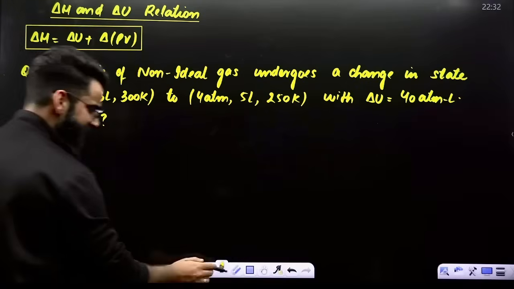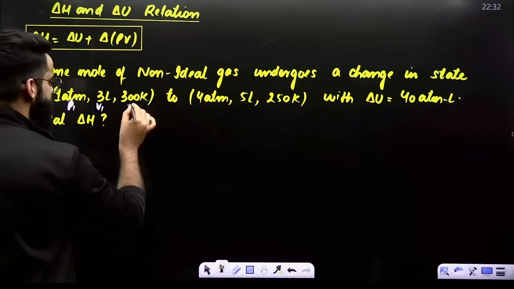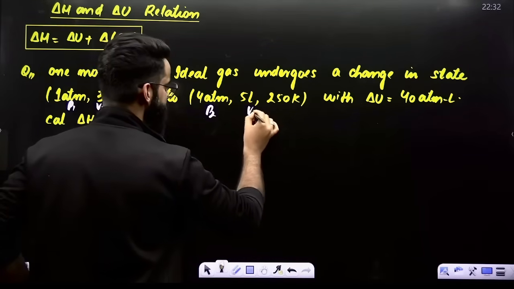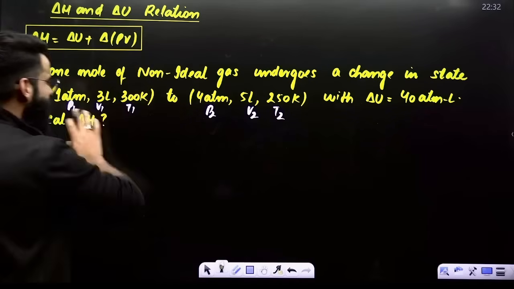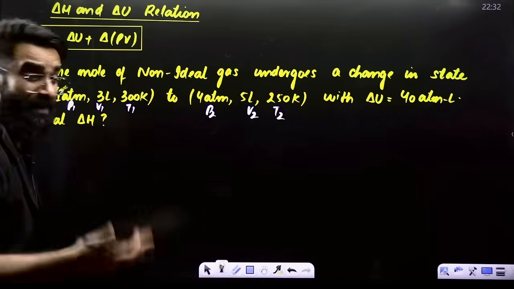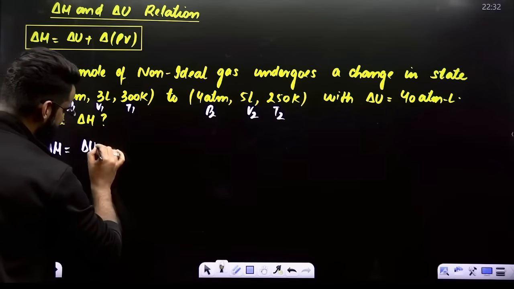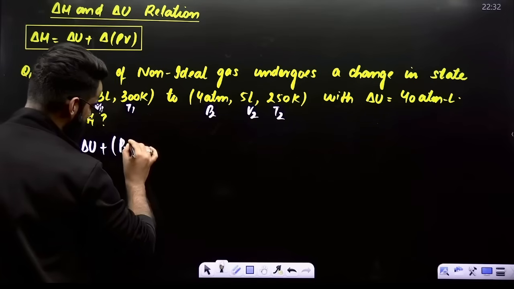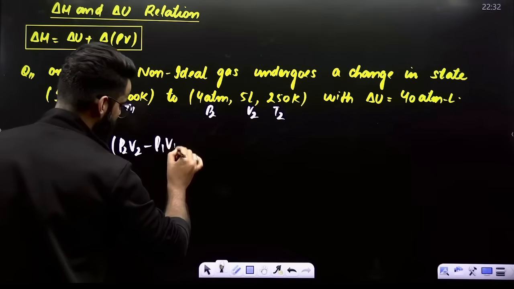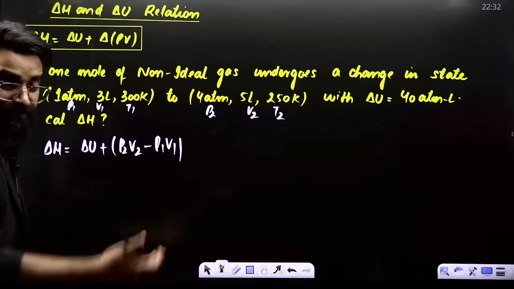Calculate delta H. My dear students, if you look carefully, this is your P1, this is your V1, this is your T1. This is your P2, this is V2, and this is T2. All the parameters are changing. Pressure is changing, volume is changing, temperature is changing. And when all the parameters keep on changing, remember, delta H is written as delta U plus P2 V2 minus P1 V1. This is the formula used when all the parameters keep on changing in these sort of questions.